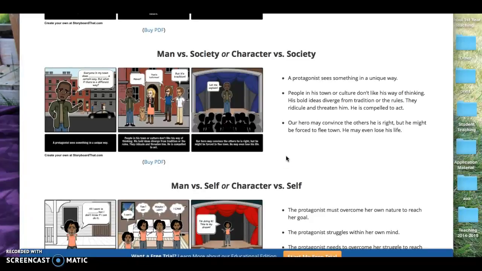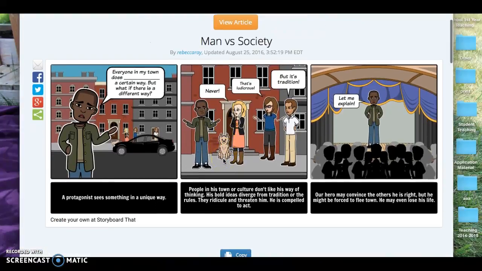Man versus society, or character versus society. A protagonist sees something in a unique way. People in his town or culture do not like his way of thinking. His bold ideas diverge from tradition or the rules. They ridicule and threaten him. He is compelled to act. Our hero may convince the others he is right, but he might be forced to flee town. He may even lose his life. So again, if you click on the picture, it blows up man versus society and an example storyboard.